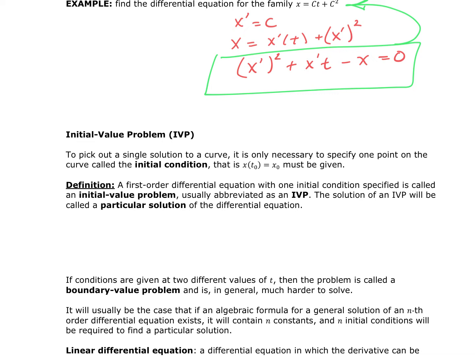Now, if I want to find a particular family member, then I need to have a point that I need that family member to go through. And we call that an initial condition. So a first order differential equation with one initial condition, or one initial point that I want my family member to go through, is called the initial value problem, usually abbreviated as IVP. And the solution of an IVP will always be called a particular solution of the differential equation.